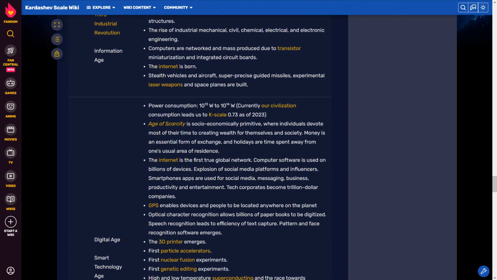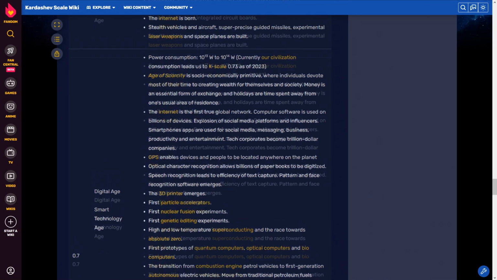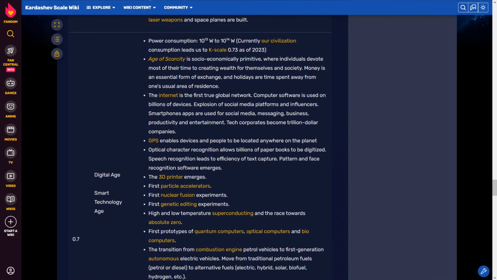Stealth vehicles and aircraft, super precise guided missiles, experimental laser weapons, and space planes are built, again, for better or worse. The digital age and smart technology age, which I guess is the one we're in now? 13th to the 14th, currently our civilization consumption leads to K scale as of 2023.